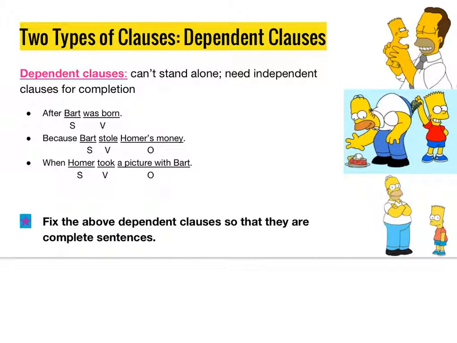The second type of clause is known as a dependent clause. Unlike independent clauses, dependent clauses cannot be sentences on their own. They express incomplete thoughts. Look at the first example. After Bart was born, it doesn't sound complete, does it? That's because dependent clauses don't express complete thoughts. They need independent clauses in order for them to make sense.